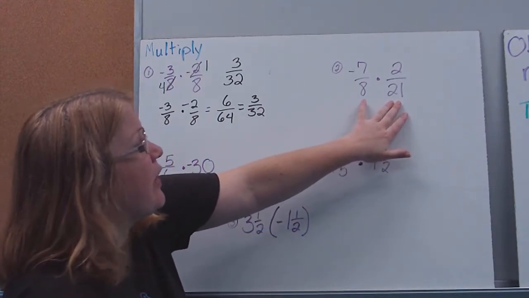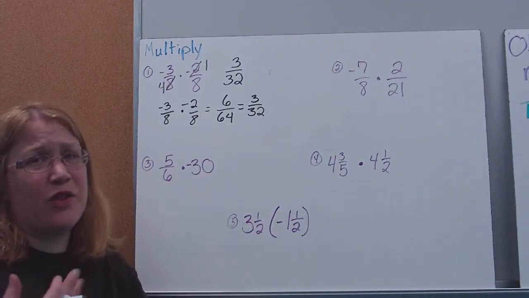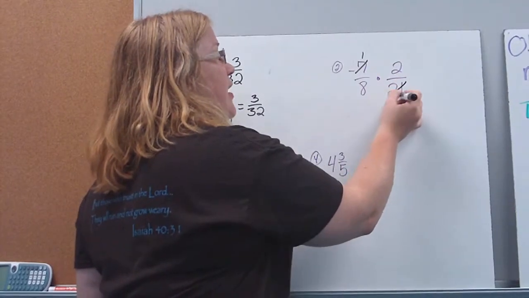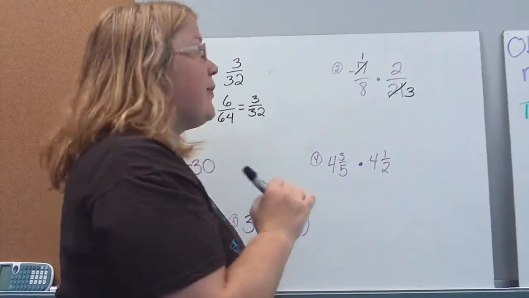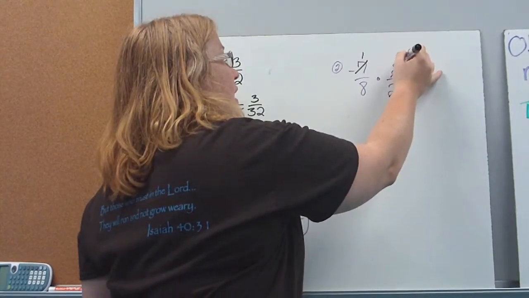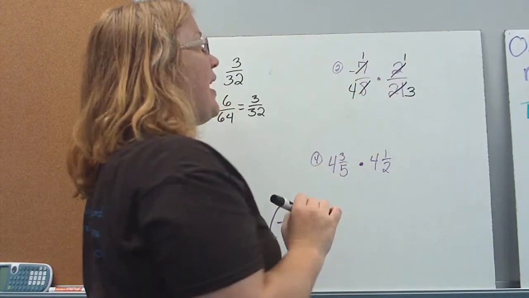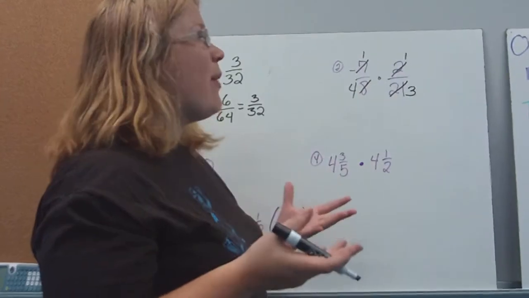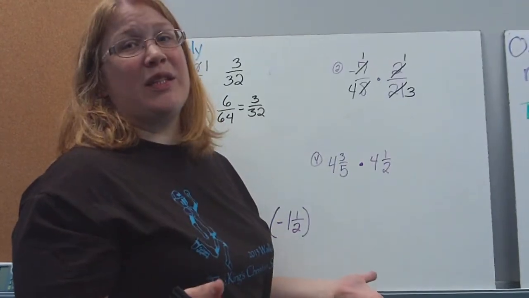Especially like in this problem here, I don't know what 21 times 8 is. I do know what 3 times 8 is, which is why we're going to reduce. 7 goes into 7 once. 7 goes into 21 3 times. I'll also notice I've got a 2 and an 8. 2 goes into 2 once. 2 goes into 8 4 times. So I'm reducing my numbers down. Now I'm multiplying really simple numbers together.